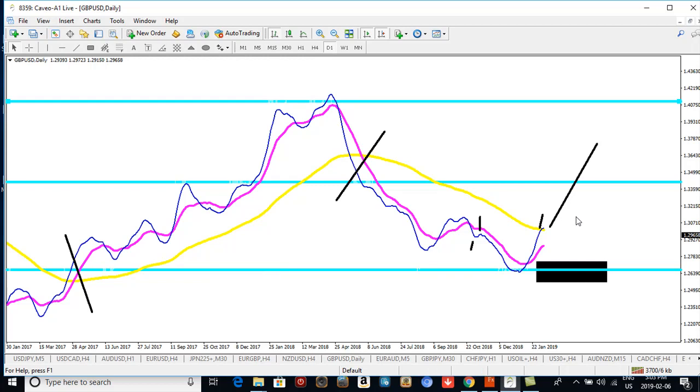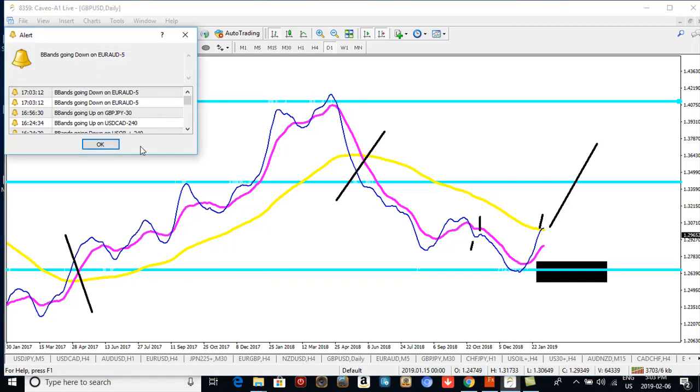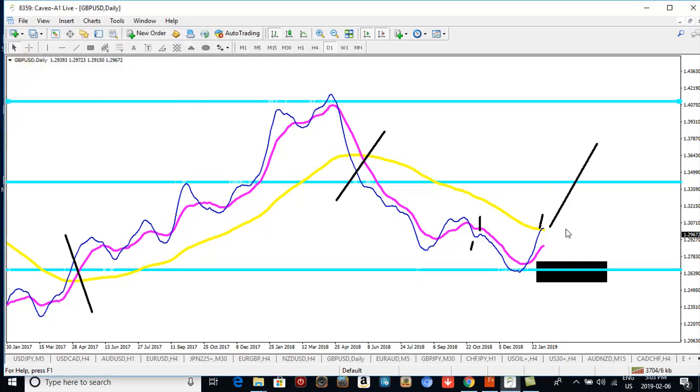Don't sell it unless there's a correction, and better to take the buy position because it has more potential to go up. Also, this will be good for pound New Zealand, pound franc, pound Australian also. So it will be good for multiple pairs.